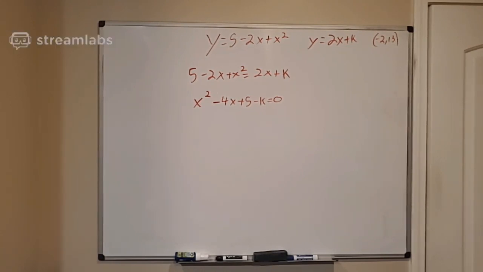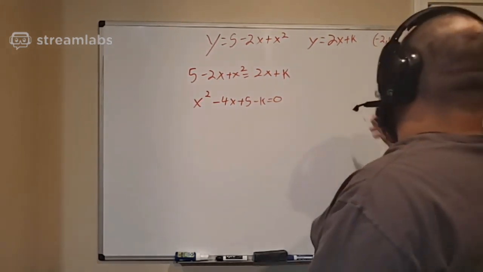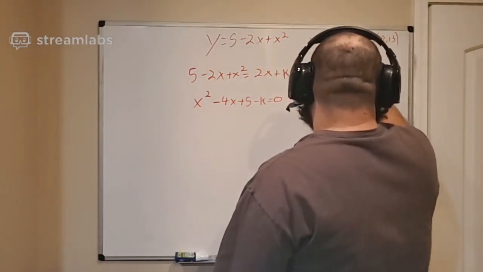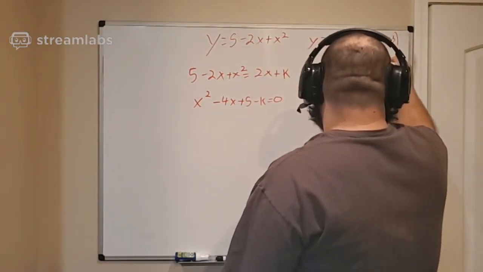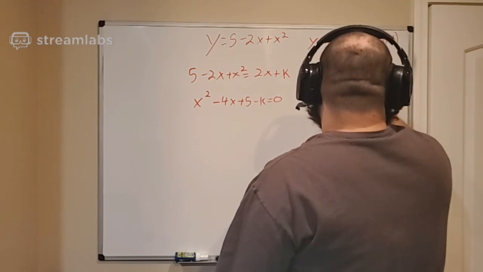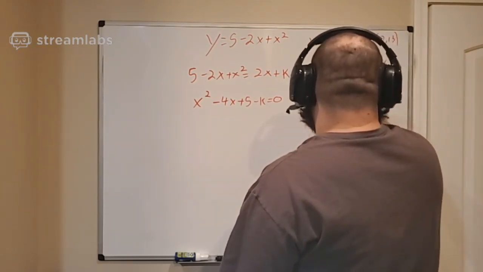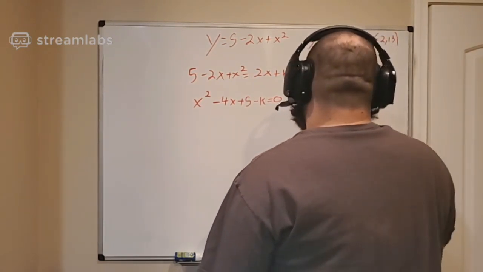So negative 2, 13. So we get 13 is equal to 2 times negative 2 plus K. And then at that point you get, what, 4, so 17 equals K. So that's the first thing we need to do, is solve for our K value.